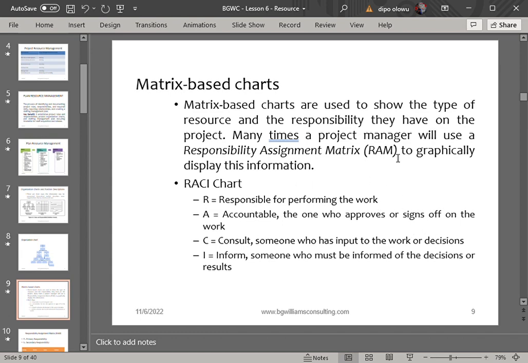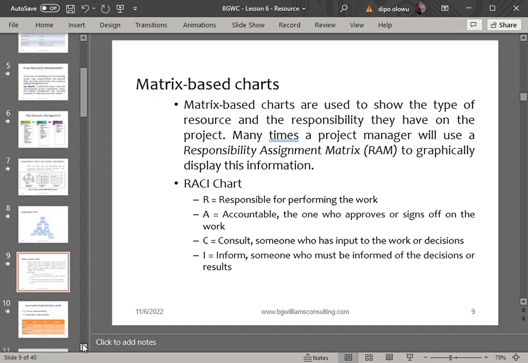We have the RAM, which is the responsibility assignment matrix, which graphically shows the resources and the responsibility of those resources. Then we also have the RACI chart, which is the responsibility, accountability, consult and inform chart. So the RACI is an acronym for responsibility, A, accountability, C, consult, then I, inform. So that is the RACI chart. We look at them one after the other.